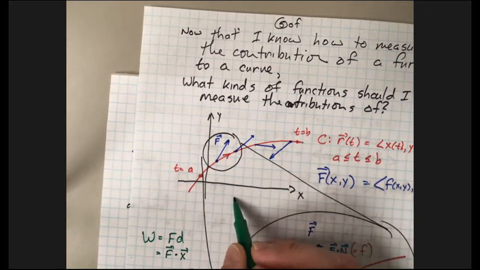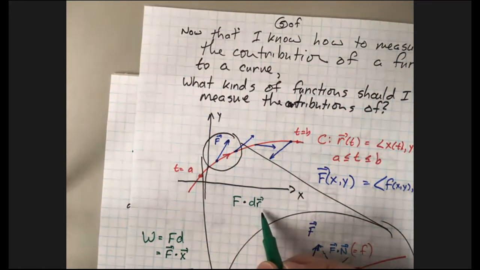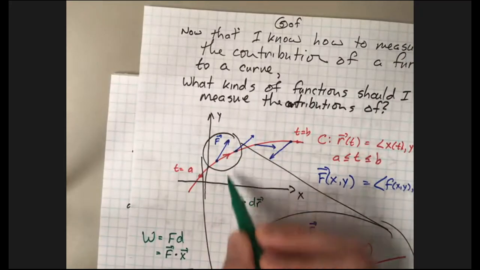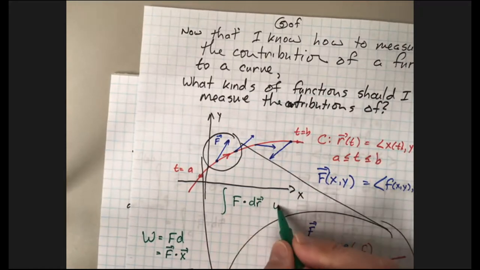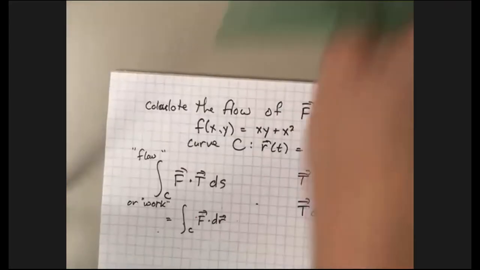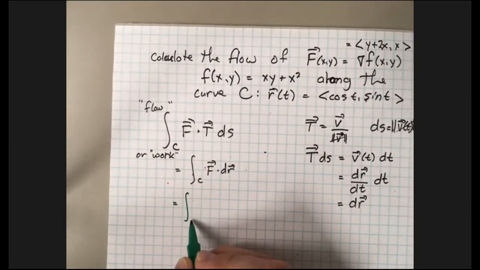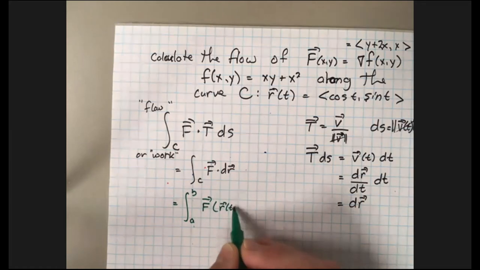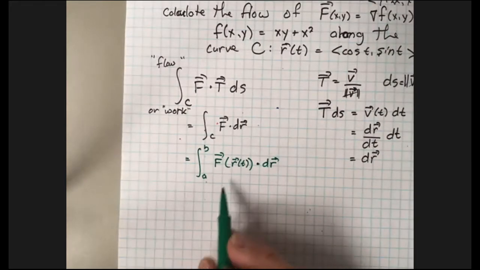But the concept is still the same. Force dotted with displacement is work. And if the force and displacement are changing with respect to position, all I have to do is add up all the little work pieces I make by summing the force dotted with the displacement. And that's work in any context. So one interpretation of flow could be work. But now this gives me a way to evaluate this. So now I go from a to b, F of r of t, dr. Okay, so now this is how we actually evaluate it.